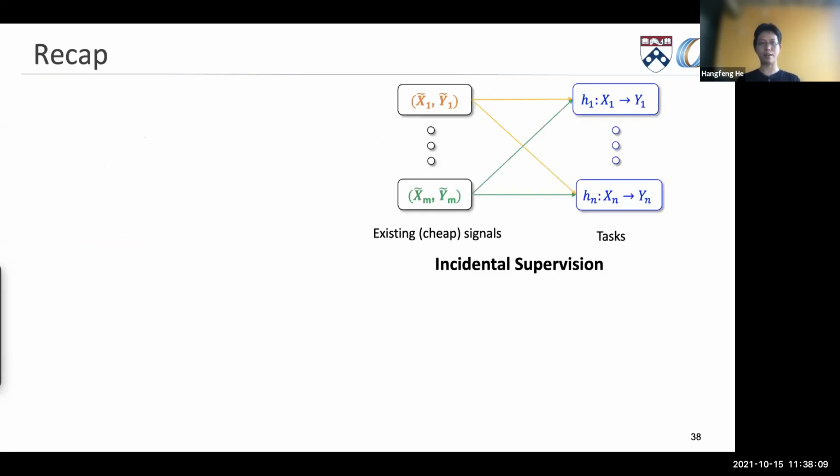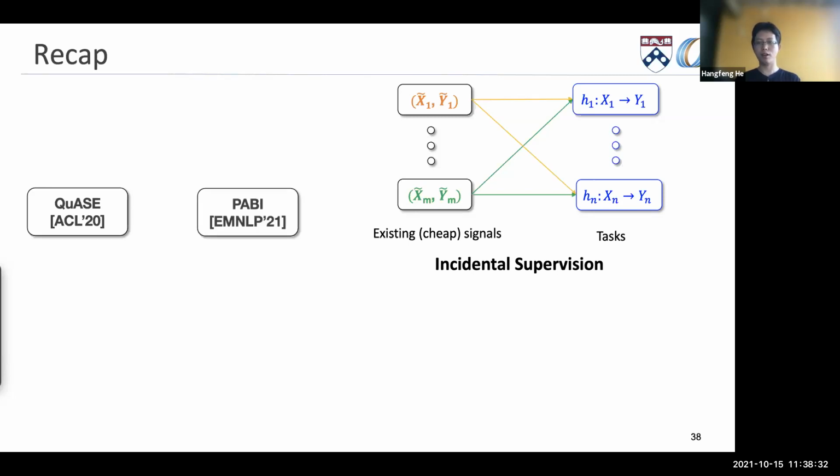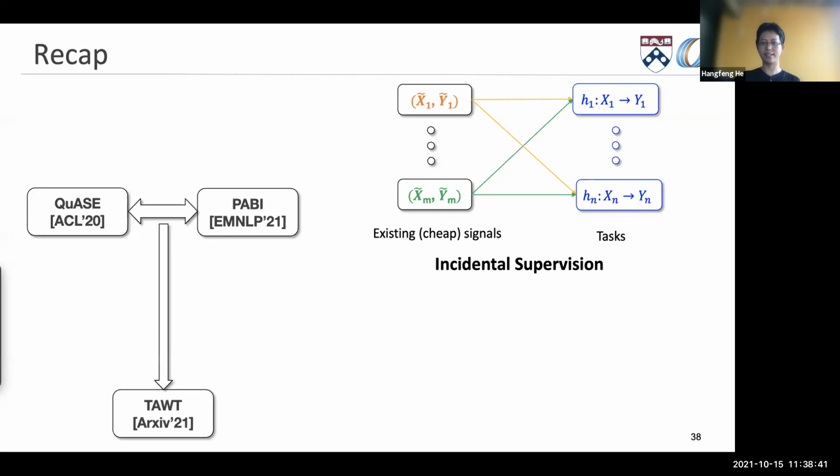Finally, we can recap what we have done. The key for incidental supervision is to use existing cheap signals to help target tasks. In QuIZ, we try to extract information from some cheap signals, namely QA signals, to help various tasks. And in PABI, for a given target task, we try to select signals from a wide range of incidental signals. And in TAWT, we try to design efficient algorithms with both theoretical guarantees and empirical evidence to make use of specific types of incidental signals.